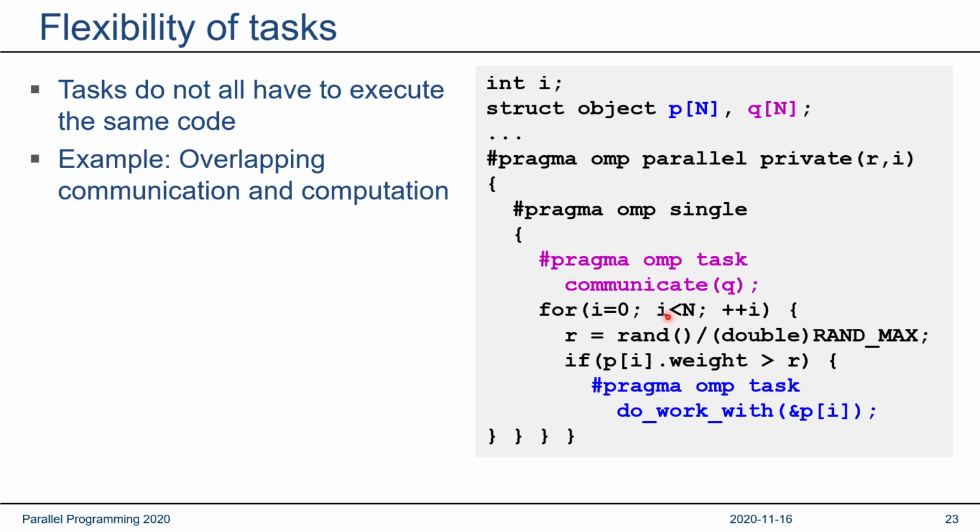So we have the loop from 0 to n-1. We calculate these random numbers and we compare with the weights. So in this case, the global queue of tasks contains a number of do work function calls plus this communicate function call. So there's nothing that forces you to execute the same code with different data in different tasks. Tasks can be totally unconnected.